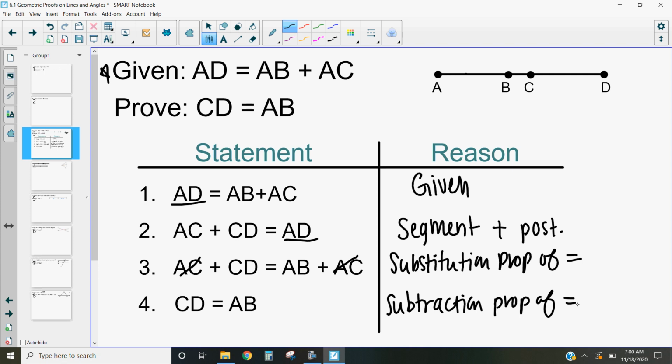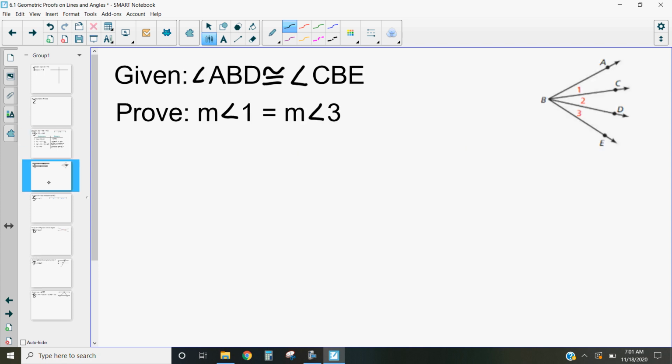So what I want to do is take a look at a couple of other geometry examples. This time, instead of giving us the statements and assigning the reasons, we're going to come up with both the statement and the reason associated with these. So let's take a look at this next one. Given the angle ABD, so that's going to be this angle, is congruent to this angle, CBE. So the blue angle and the green angle are congruent. We want to prove that the measure of angle 1 is the same as the measure of angle 3.